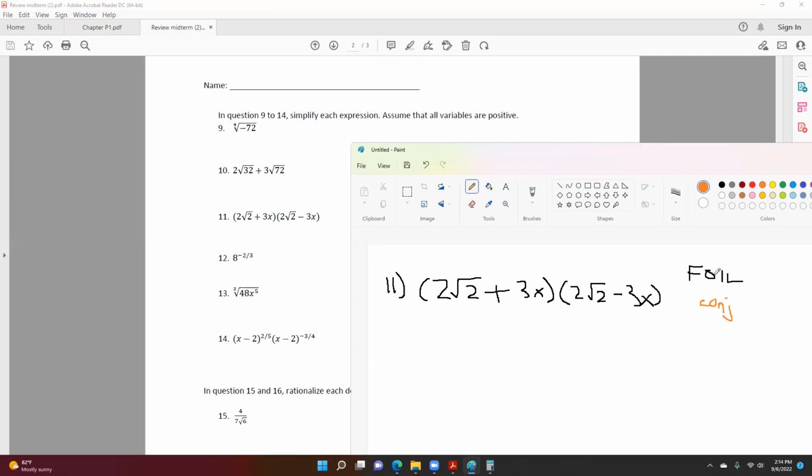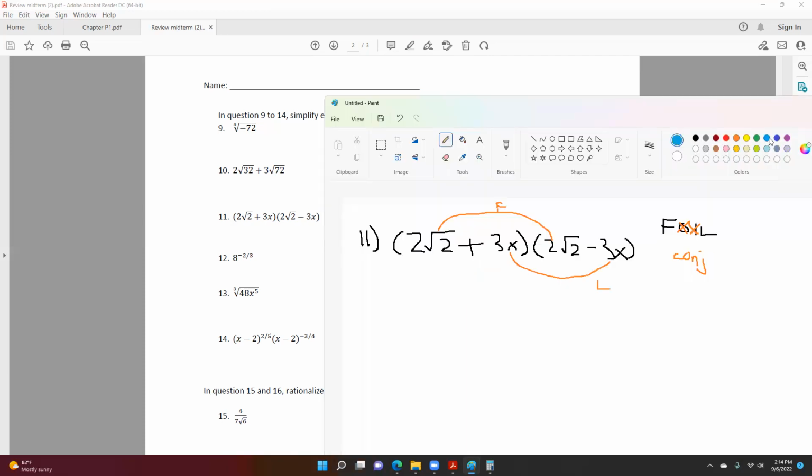What happens to the middle terms? They don't really matter, do they? Yep. So when you add them up, they become 0, right? They cancel each other out. So what you do here is you just need to perform the first. And you just need to perform what? The last. Okay. The reason why you didn't do O and I, the outside and the inside, is because they cancel each other out. So let's look at the first one first.